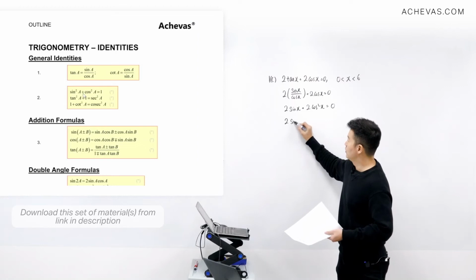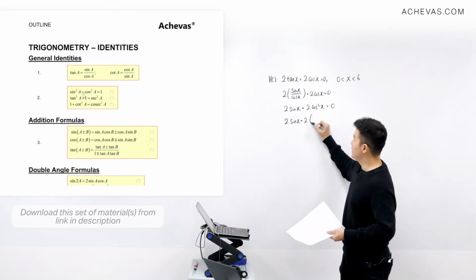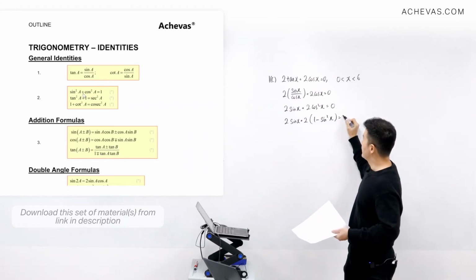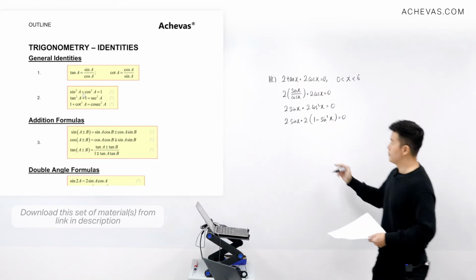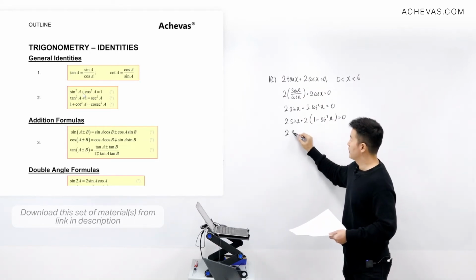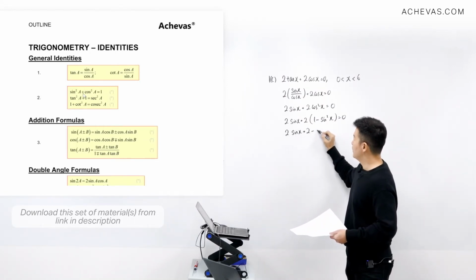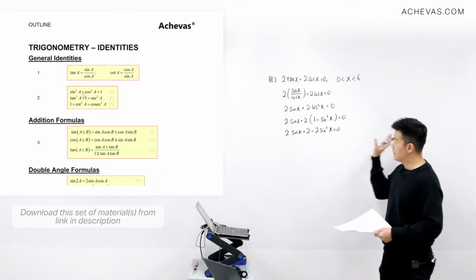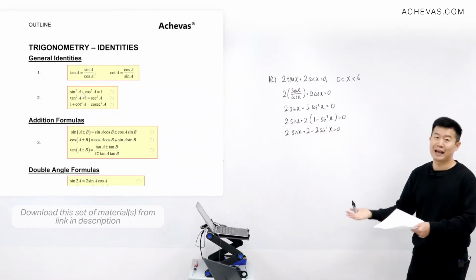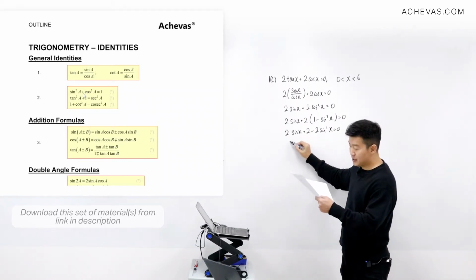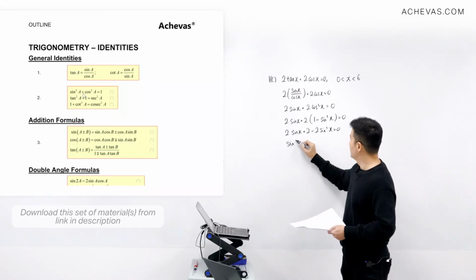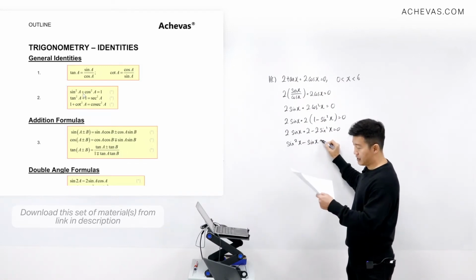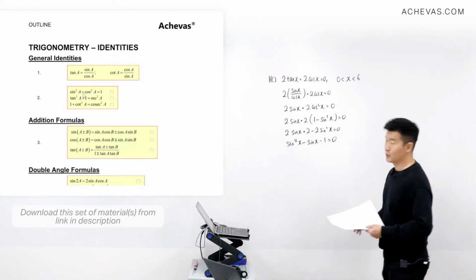So we have a 2 sine x plus 2, re-expressing this, it is 1 minus sine square x. This is equal to 0. So this I have a 2 sine x plus 2 minus 2 sine square x. This is equal to 0. Dividing throughout by 2 and bringing everything over to the right hand side will give me a sine square x minus sine x minus 1. This is equal to 0.